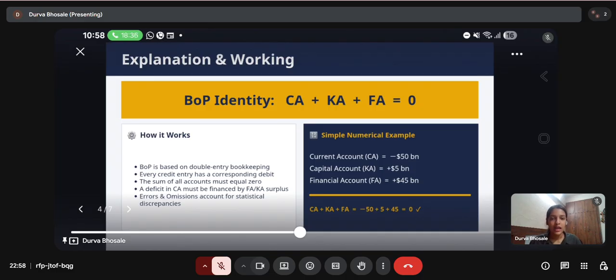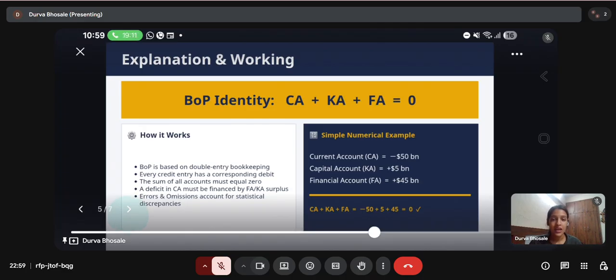Let us take a simple numerical example to understand this identity. Let's suppose the current account balance is a negative $50 billion and the balance of capital account is a positive $5 billion and the balance of financial account is a positive $45 billion. So adding them all up, a negative $50 billion plus a positive $5 billion and a positive $45 billion is equal to zero, therefore satisfying our balance of payments identity.